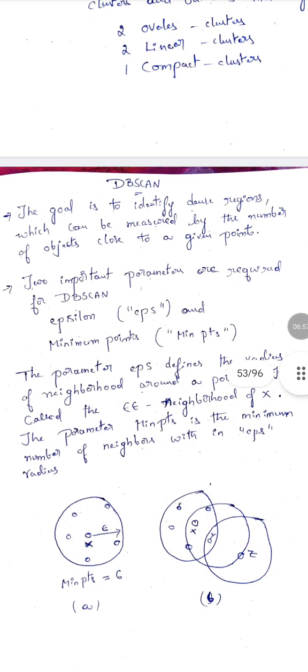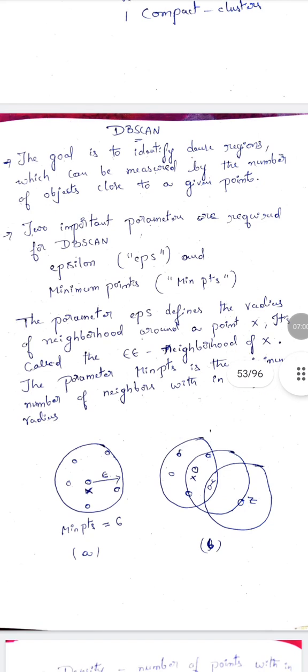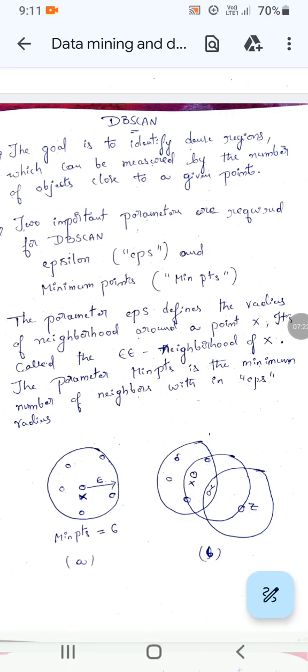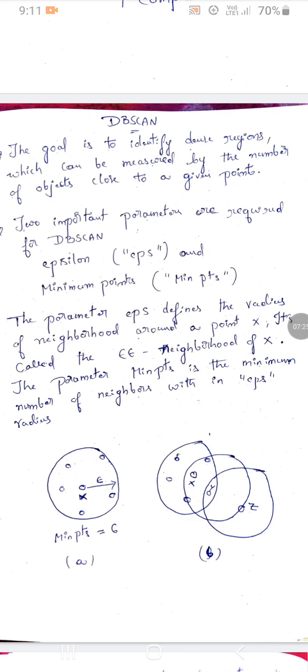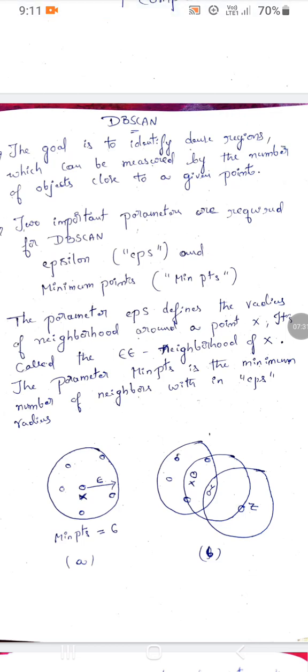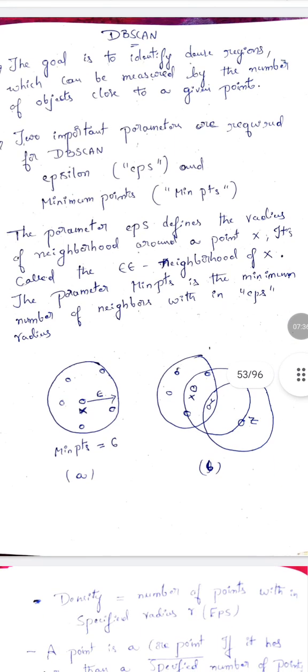Okay, and what is the use of DBSCAN? The goal is to identify the dense regions. DBSCAN is the density-based spatial clustering of applications with noise. We are identifying the dense regions, which can be measured by the number of objects close to a given point. Two important parameters for DBSCAN are epsilon, EPS, and minimum points. Epsilon and minimum points are very important for the DBSCAN algorithm.